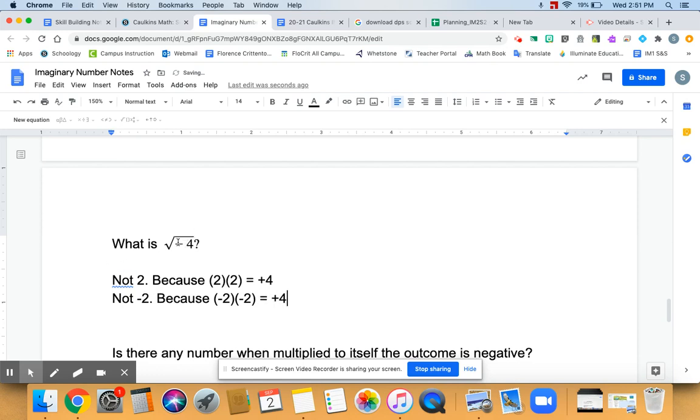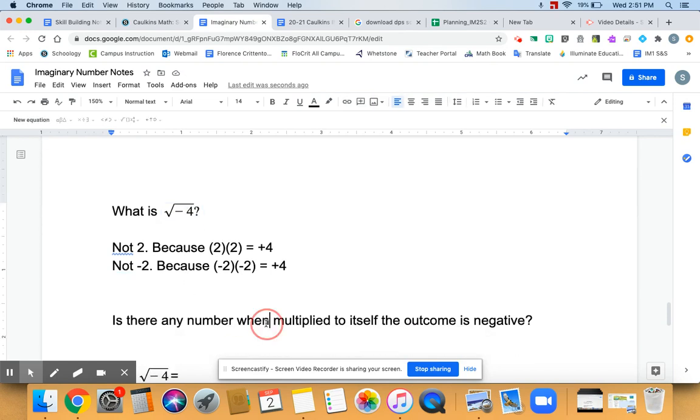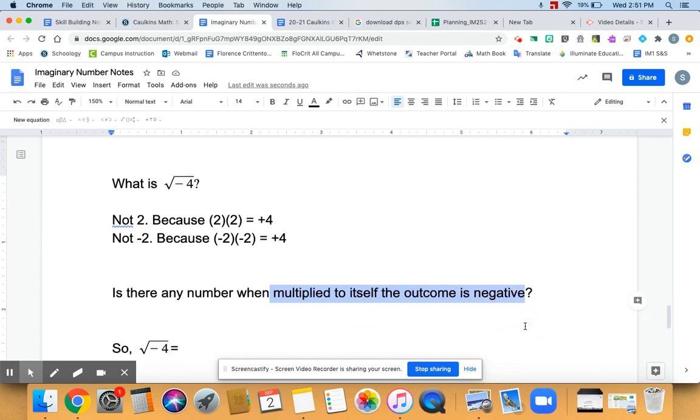So what's the square root of -4? What times itself is going to be -4? Is there any number, when you multiply it to itself, that the outcome is going to end up being a negative number? There is. We were just talking about it. It's i. Yes, it's the imaginary number i. The imaginary number i times the imaginary number i becomes -1.